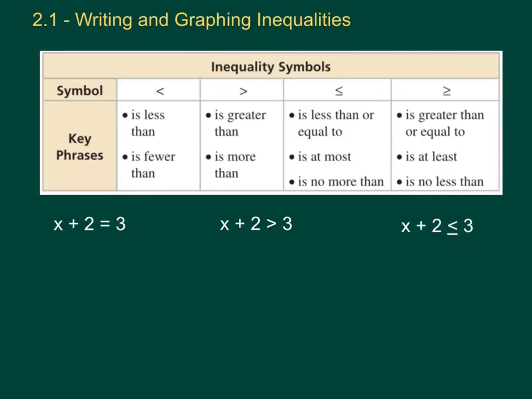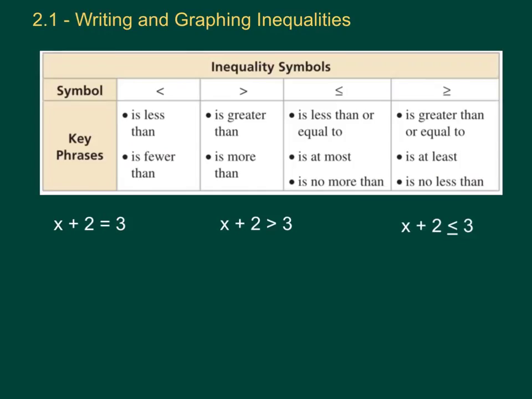There are different ways to phrase these, and other ways beyond these; these are just the most common. What we are looking at here is three examples. I have an equation and then two different inequalities. The first is the equation, x plus 2 equals 3. The first inequality, x plus 2 is greater than 3. And the second inequality, x plus 2 is less than or equal to 3.